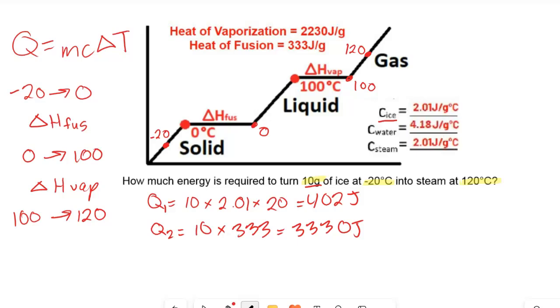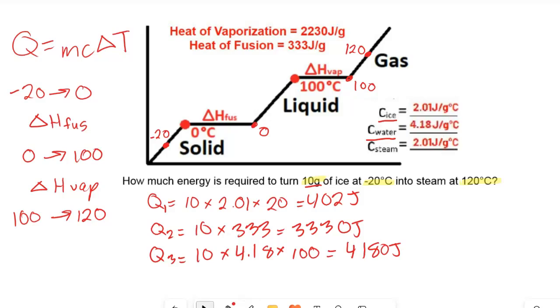So now we're in section 3, so Q3, MC delta T, M is still 10, but now we're at liquid water, so C of water is 4.18 times the change in temperature. So we're going from 0 to 100, so it changes 100 degrees. We plug that into our calculator, and we get 4,180 joules. And that's the Q for our third section.